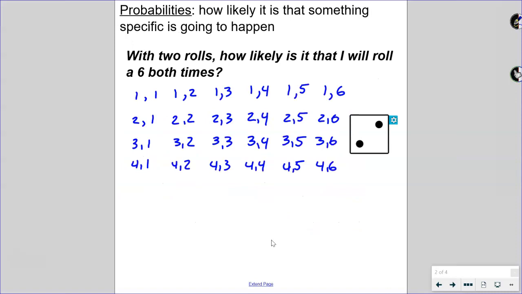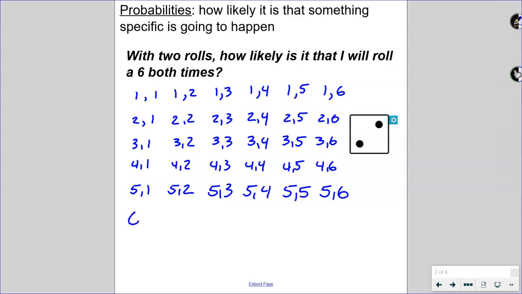We also know that I can roll a 5 and a 1, a 5 and a 2. We can roll a 5 and a 3, a 5 and a 4, a 5 and a 5, and then a 5 and a 6. We're almost done writing down all of the possibilities of rolling this dice twice. So let's do it now finally.